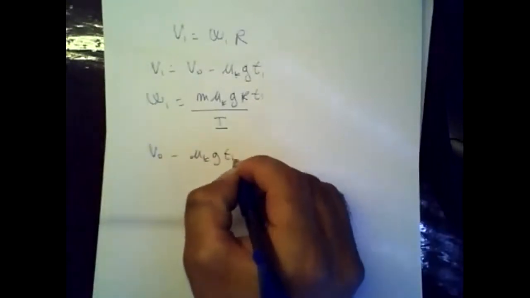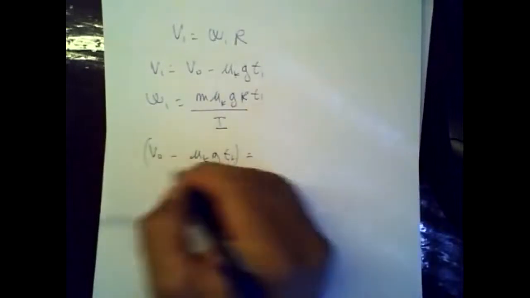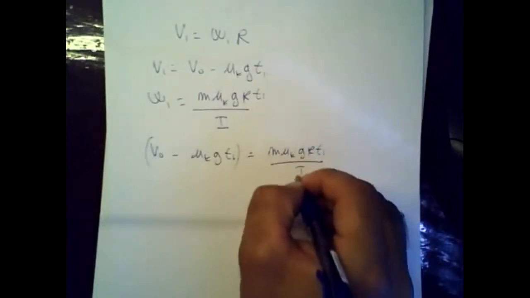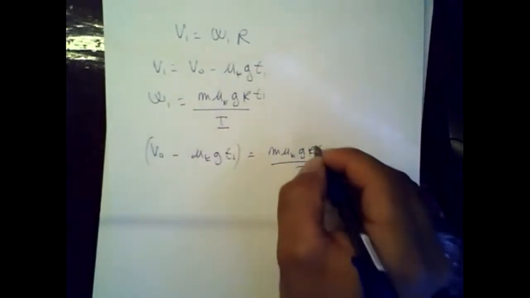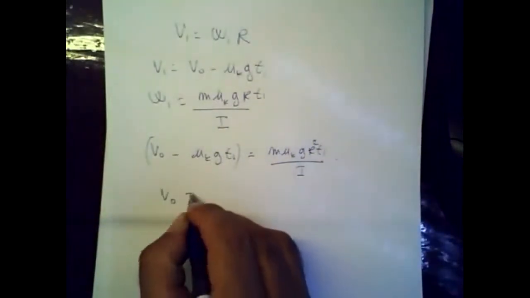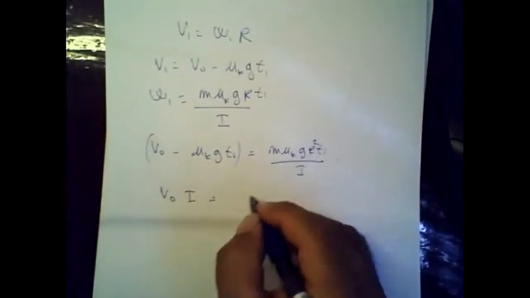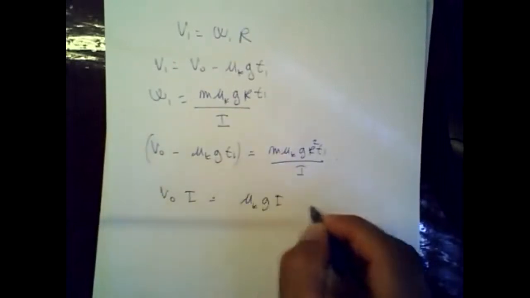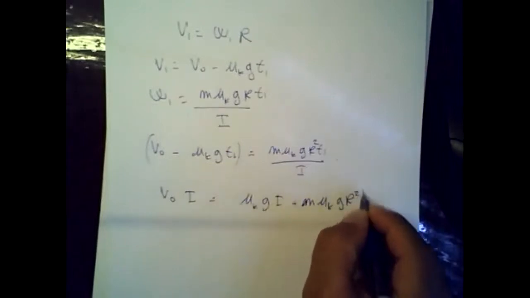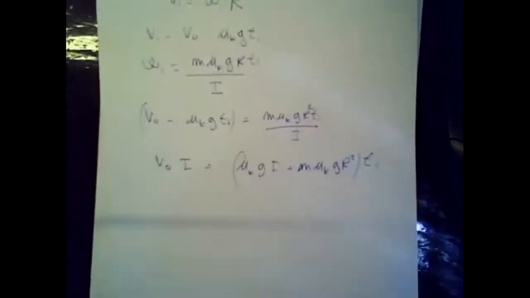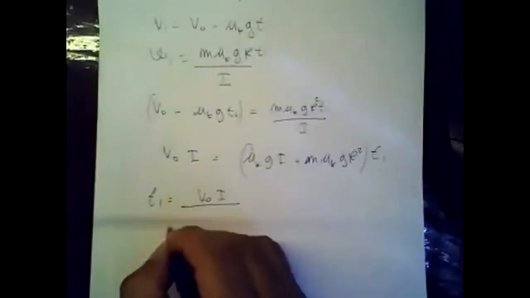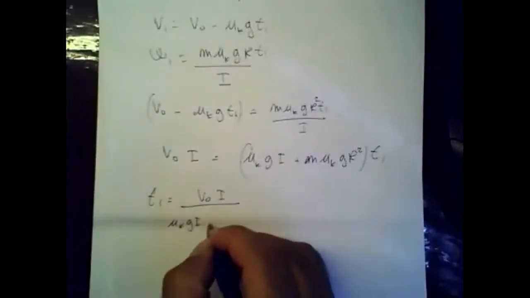So v0 minus mu k g t1 is equal to omega 1 times r, and omega 1 is equal to m mu k g over I multiplied by r. So I'm just going to put r squared over here. If I multiply by I, I have v0 multiplied by I equal to mu k g times I plus m mu k g r squared times t1. So here you have solved for the time that it takes for the bowling ball to catch on, and then it will be rolling.